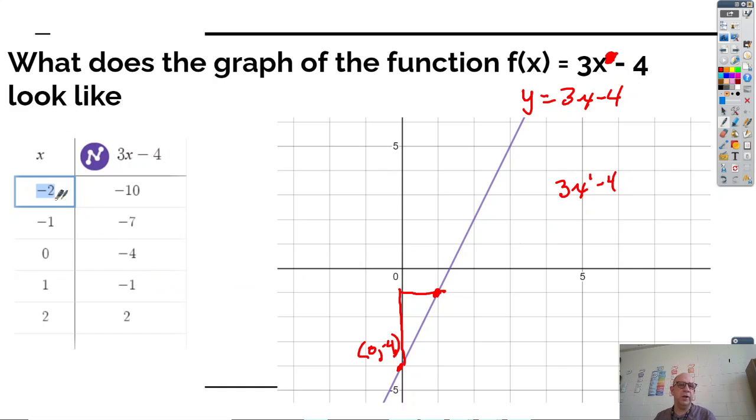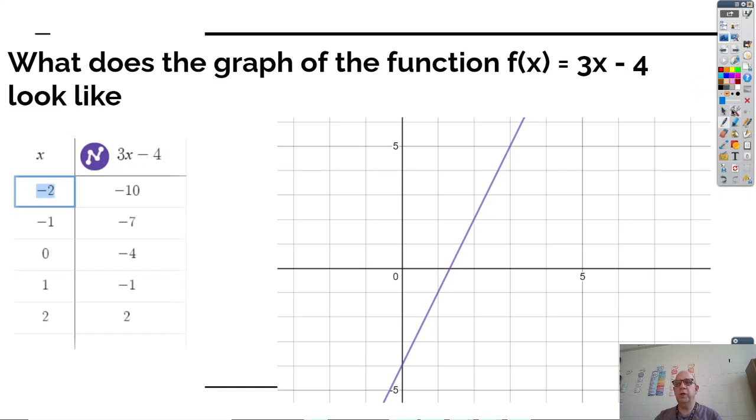I can put a negative 2 in for x. That would be 3 times negative 2 minus 4. I could put a negative 1 in for x. That would be 3 times negative 1 minus 4, and I would get negative 7. I can put a 0 in, etc. I can build a table, and I can build a graph from my equation, and that equation is exactly the same as the function. So the function would have the same table and the same graph as the same equation.